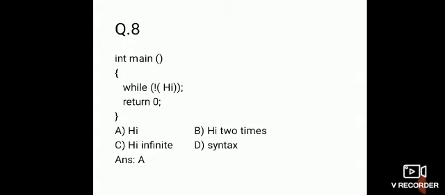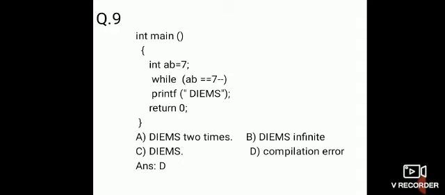When we give a value to printf, printf prints the value and returns the number of characters printed, that is, the count of characters it printed. So hi is printed. In this, the number of characters is 2. While 2, 2 is not 0, it is a logical not. So the condition is false. So hi is printed 1 time. So option 1 is correct.